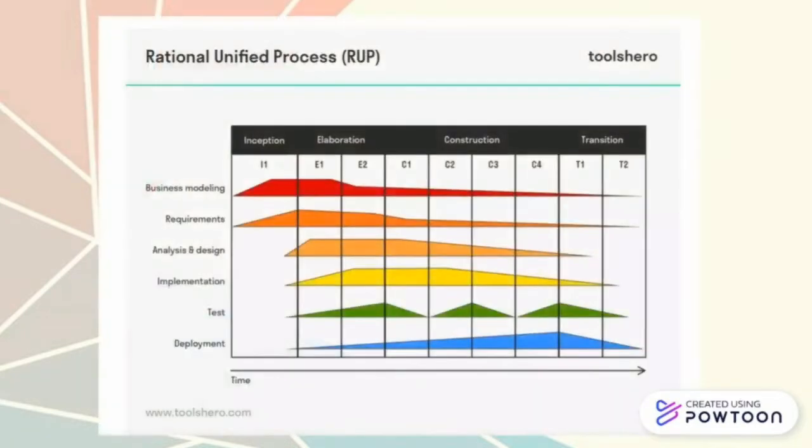As you can see in the image, there are two dimensions. Firstly, there is the time dimension, represented by the horizontal axis. The time dimension is expressed in terms of the phases and cycles, iterations, and milestones. The vertical axis is the process dimension. This dimension represents the static aspect of the process, and it's described in terms of activities, artifacts, workers, and workflow.